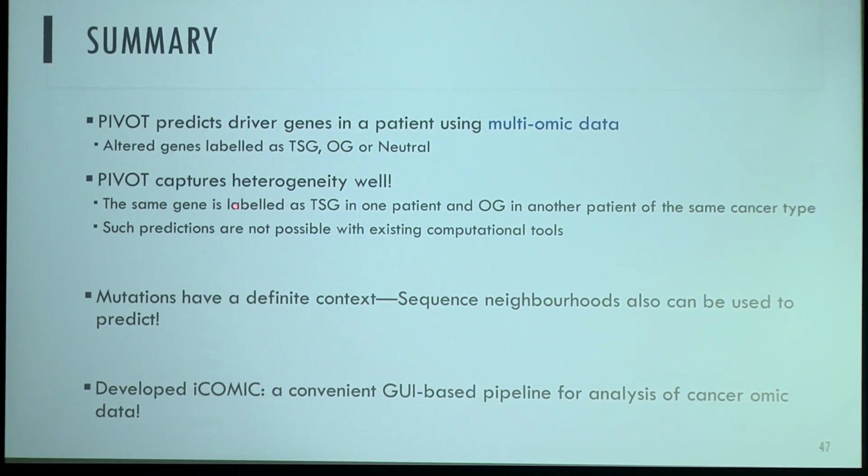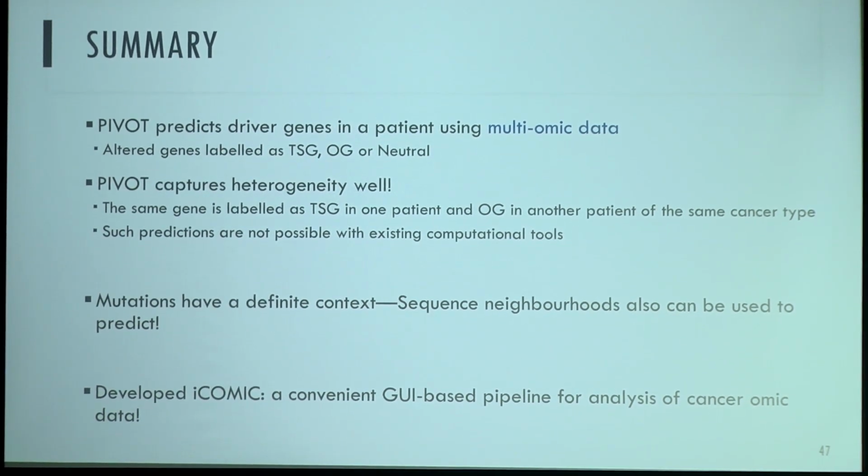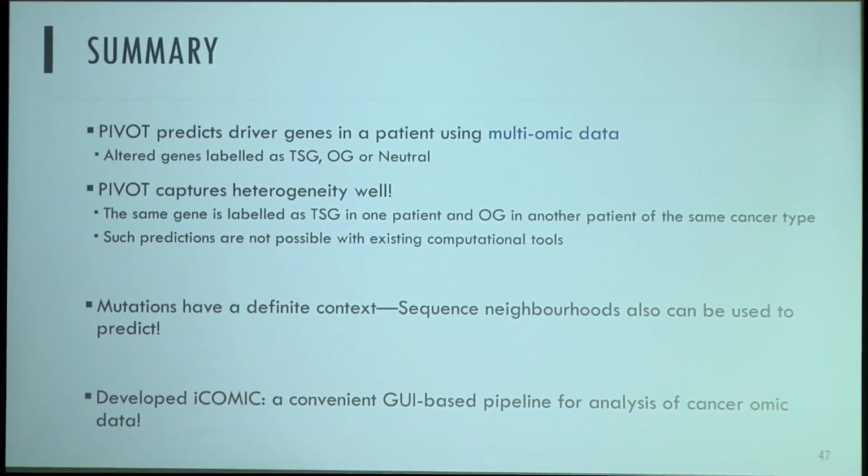Essentially, as I'm probably repeating myself, the same gene can be labeled as TSG in one patient and OG in another patient of even the same cancer type. And the last tool I talked to you about, NB driver, essentially shows that mutations have a very definite context and you can actually exploit these sequence neighborhoods to make predictions. And if you want to try any of these tools, you're welcome. You can use this GUI tool that we have developed to tinker around.